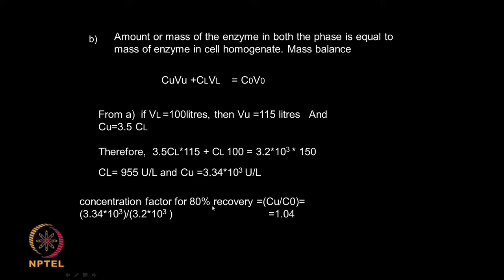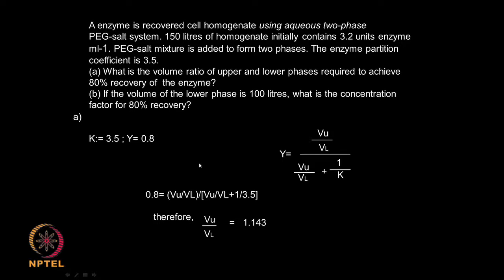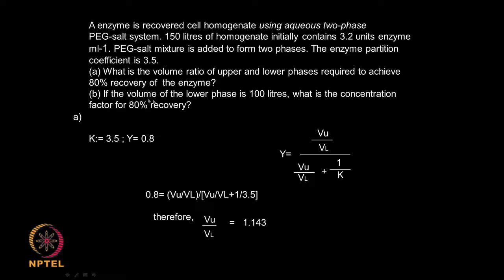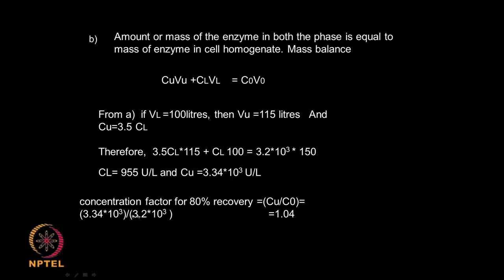So, concentration factor for 80% recovery, I will just do Cu by C naught, that becomes 1.04. Cu is this divided by C naught, which is given here as 3.2, so I get 1.04. So, you understand, we calculate VL from the first part, we know VU by VL is 1.15, so we calculate VU. Now, Cu and Cl are related by 3.5 into Cl, because the enzyme partition coefficient is 3.5. So, I substitute in this one, then I can get Cl and Cu. Now, the concentration factor is Cu, upper, and C naught, which is given as 3.2 units, so I substitute here, and I get a concentration factor of 1.04. That is the increase in the concentration of the enzyme when I extract it into the upper layer.